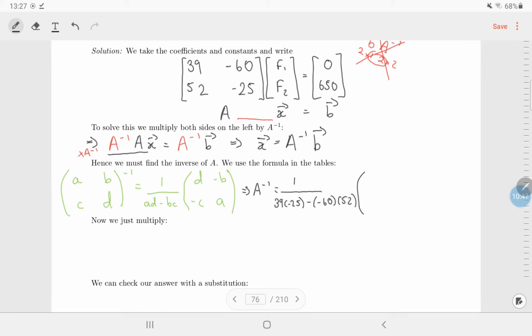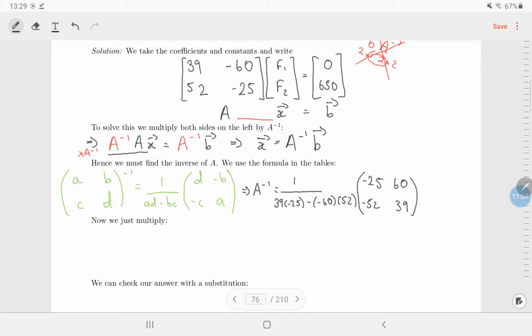And then swap the right down diagonal. So we're going to swap the A and the D, the 39 and the minus 25. And we're going to change the sign on the other diagonal. So minus 60 becomes 60, and 52 becomes minus 52. Okay, I'll probably tidy up the fraction on the front of that.